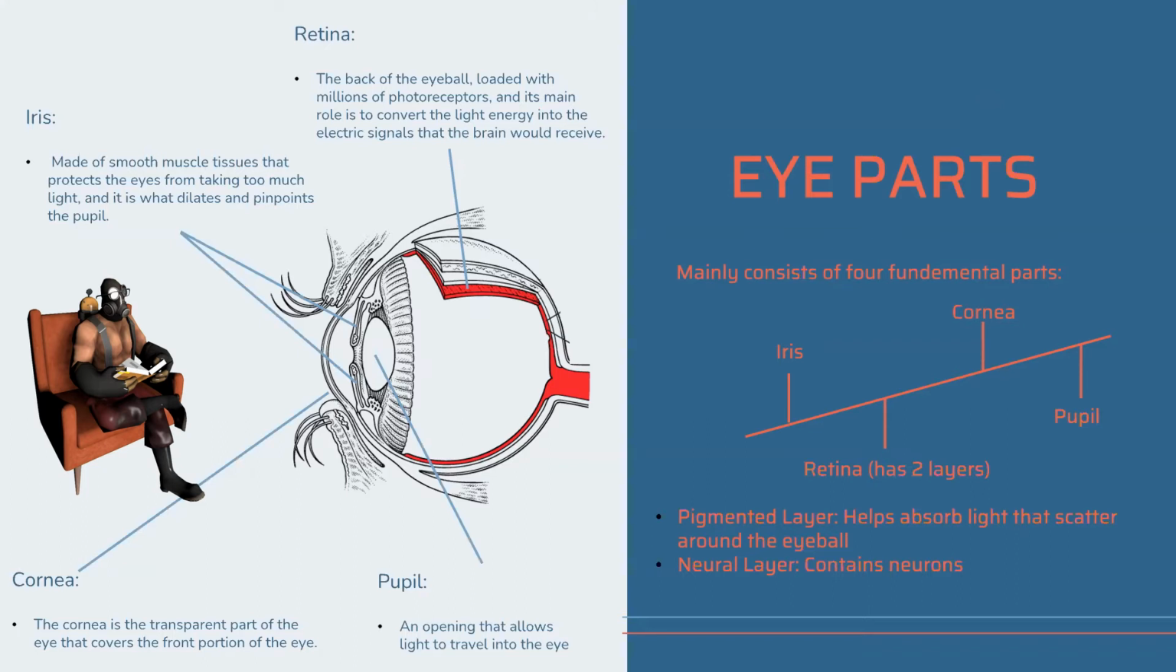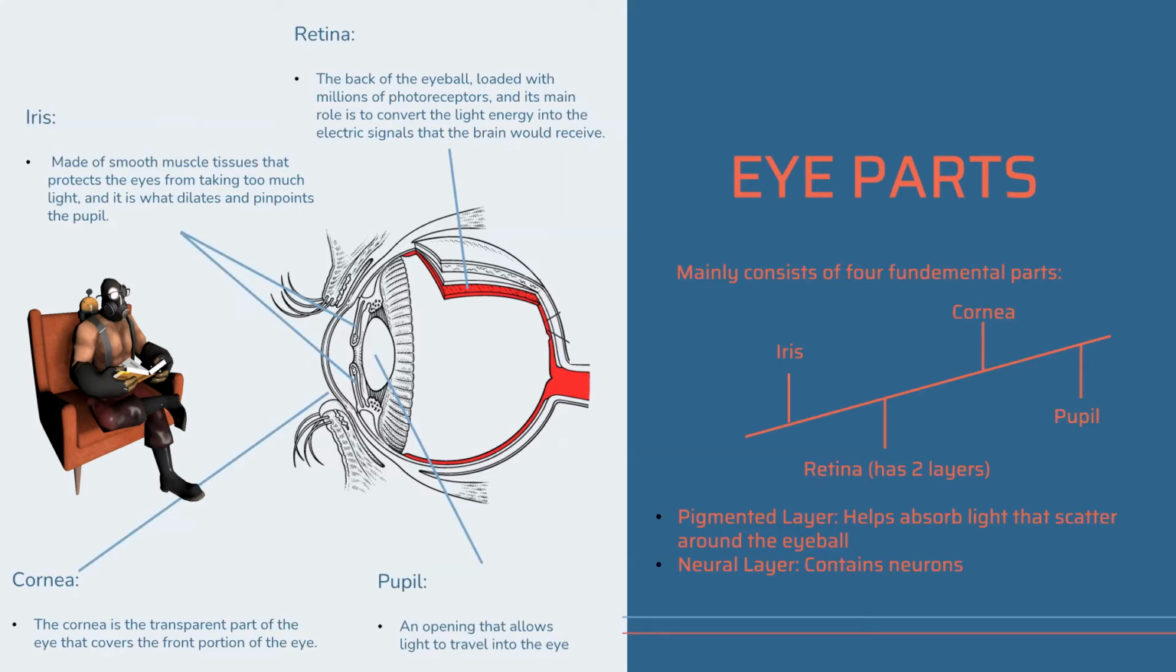And now move on to the pupil. A pupil is an opening that allows light to travel into the eye, and it's kind of like a gate that allows light to go into the eyes. And we move to the most inner part of the eye, which is the retina. It's located in the back of the eyeball, loaded with millions of photoreceptors, and its main role is to convert light energy into electric signals that the brain would receive.